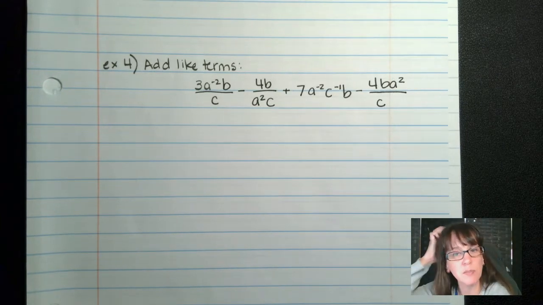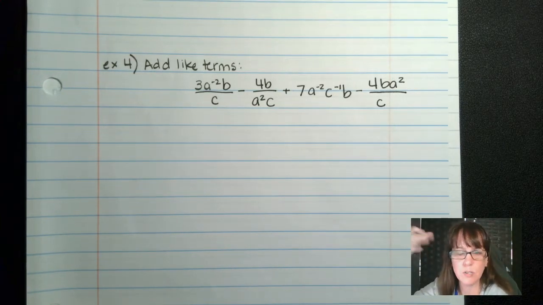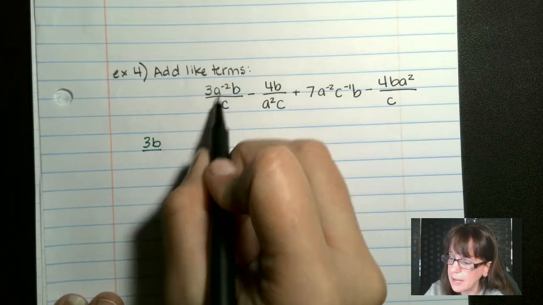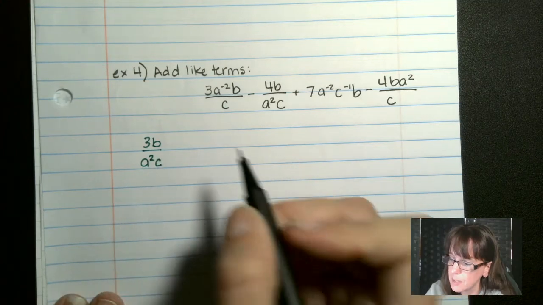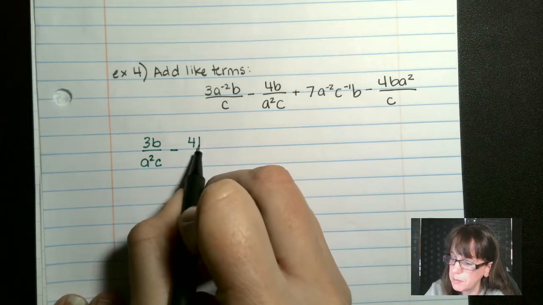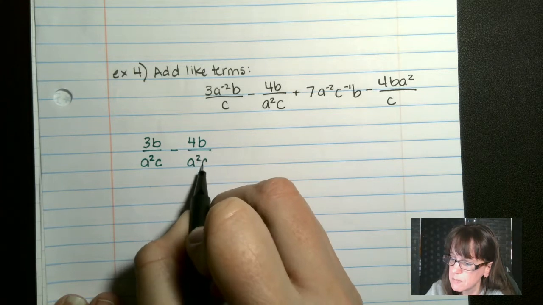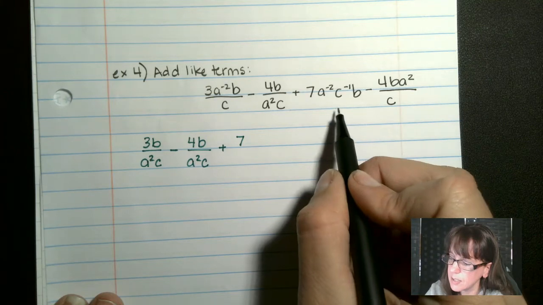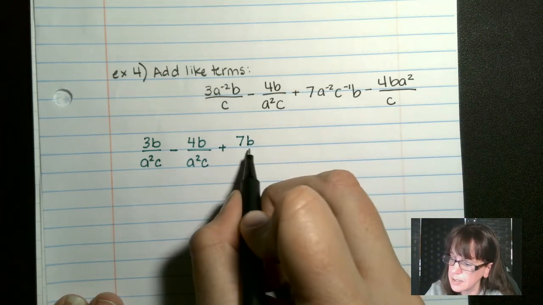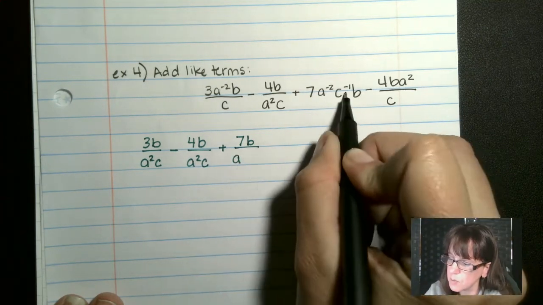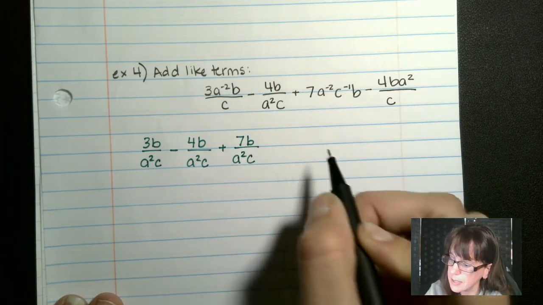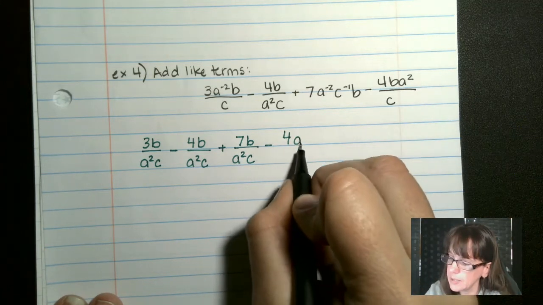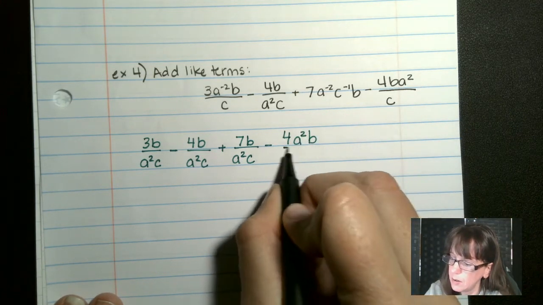Okay, looking at this one, let's clean this up. Remember, negative exponents, if they're upstairs, you've got to boot them downstairs. If they're downstairs, you've got to boot them upstairs. So we have 3b, and I'm going to move that a downstairs, a squared c, minus 4b a squared c, plus 7, and then it looks like the b is going to stay upstairs, and it's going to be a squared c. That's a -1. So a squared c minus 4, and I'm going to alphabetize this one, a squared b over c.